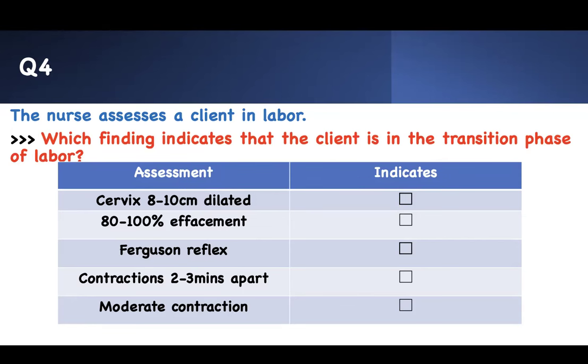Don't worry. Take the box out of it and rewrite the question in the normal way without the Next Generation style. What? Cervix 8 to 10 centimeters dilated, 80 to 100% effacement, Ferguson reflex, contraction every 2 to 3 minutes apart, and moderate contraction. Try it and let me know what you think.